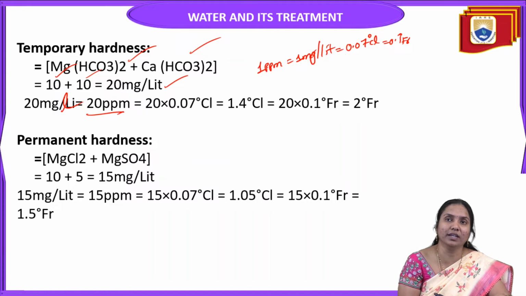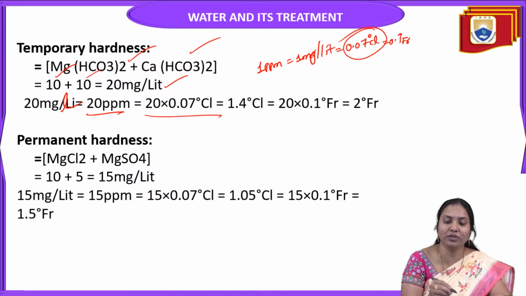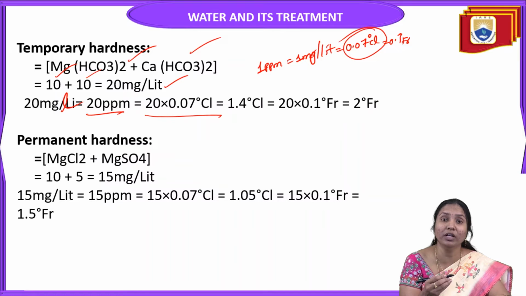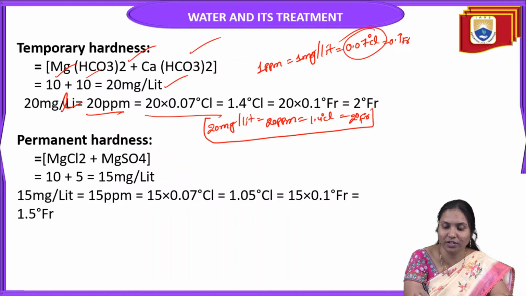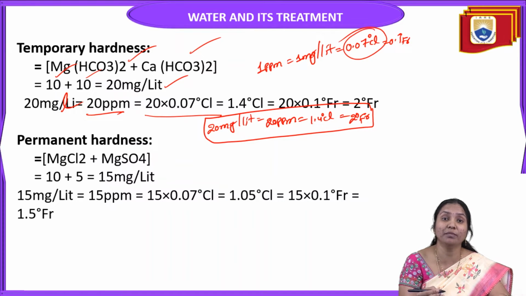Then convert it into Clerk's degree. So 20 into 0.07 is equal to 1.4 Clerk's degree. Then convert it into French degrees. So 20 into 0.1 is equal to 2 French degrees. So again we write: 20 milligram per liter is equal to 20 ppm, equal to 1.4 Clerk's degree and 2 French degrees. This is the temporary hardness in parts per million, degree of Clerk and degree of French.